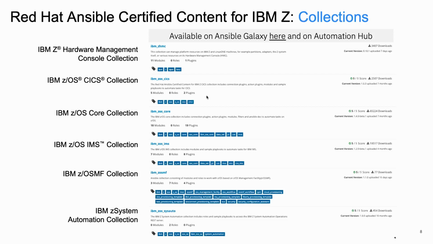Those collections are available to you in the open source space, Ansible Galaxy, as well as the supported Automation Hub. So if you already have Ansible in your enterprise, maybe on a cloud or distributed platform, you are entitled to pick up all these collections for IBM Z, and it's already free. As long as you have a subscription to the Automation Hub, you can pick up these collections as well.